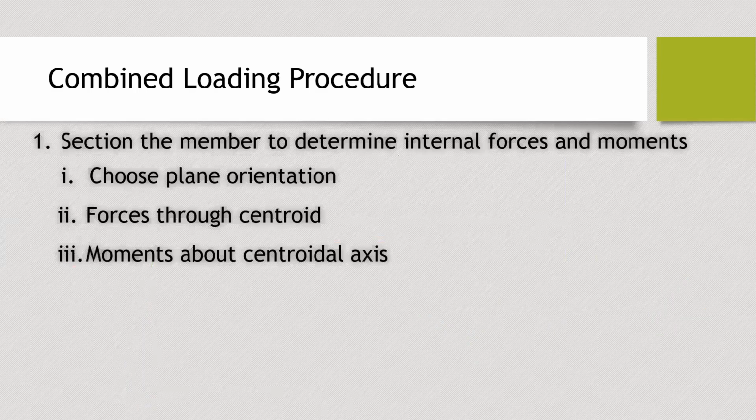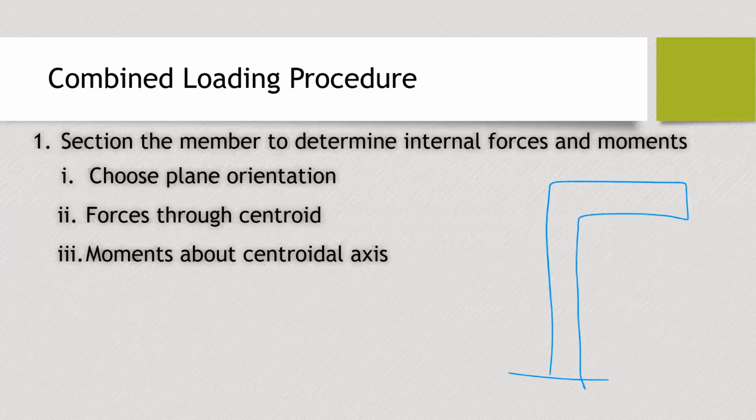Okay, so the procedure that we're going to follow for a combined loading problem is that we're going to want to determine the internal force and moments at a particular location. So at the location of interest, we need to determine the internal force and moments. To do that, we need to start with a plane. So pick the plane. Typically, it's convenient to pick the plane that is perpendicular to the member. So you might take that as your plane, that perpendicular plane. There may be some instances where you want to do something else, but this is definitely the most common choice.